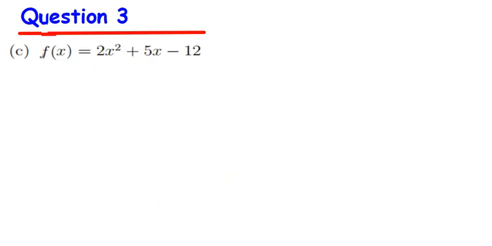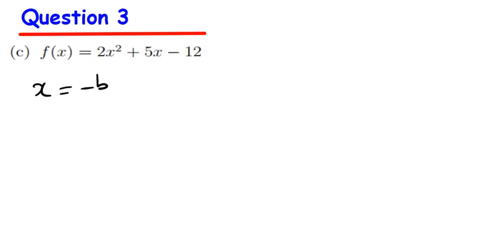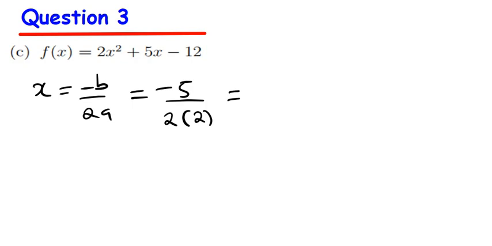So let's solve the third question. So that is what we have there. So what are we supposed to have as our x? The same thing, x will be equal to negative b over 2a. We're going to have negative, what is our b? Our b in this case is 5. What is our a? Our a is 2. Then we solve. So we're going to have negative 5 over 4 as the value of x.